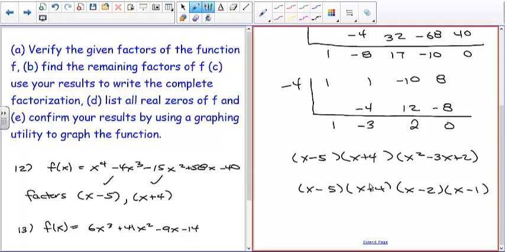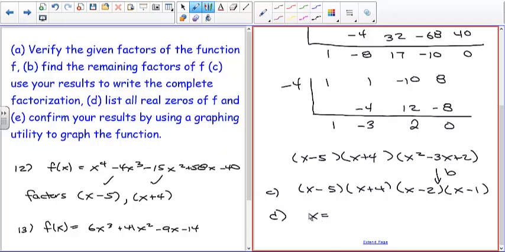is equal to that. List all the real zeros. So this is C. This was D. This was B. Was just going from here to here. That's B.